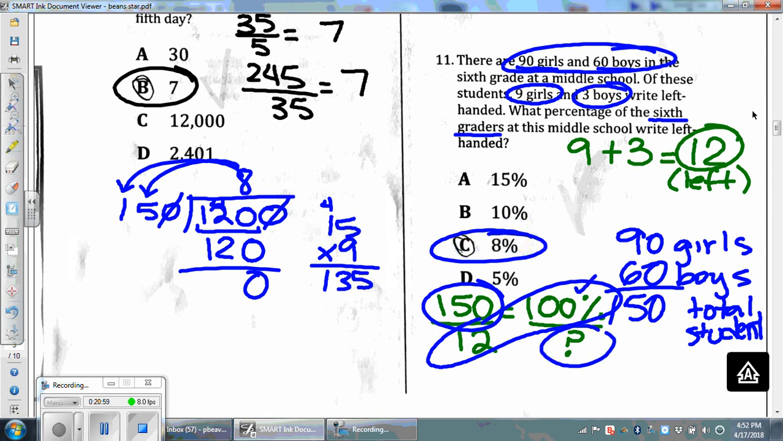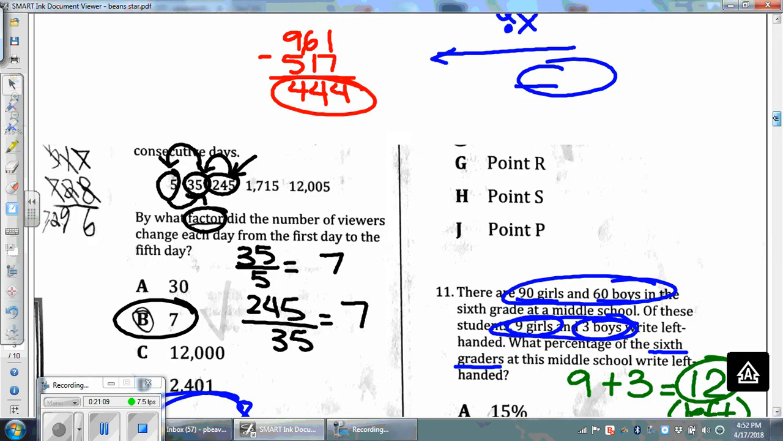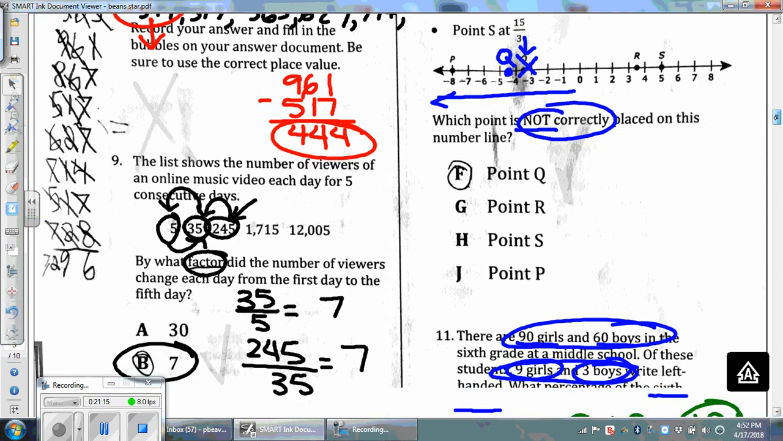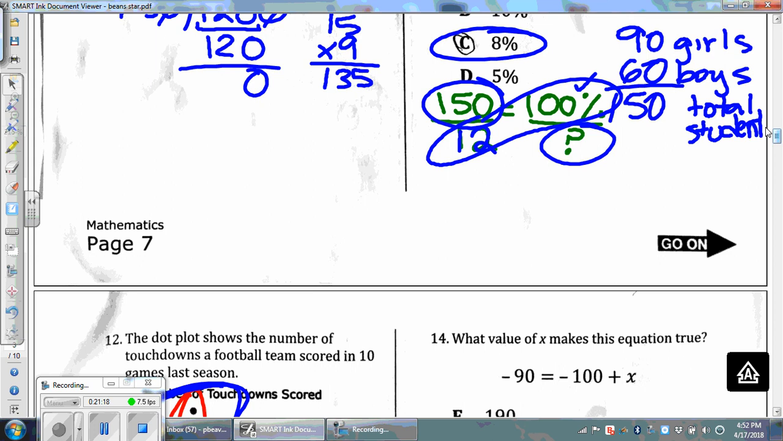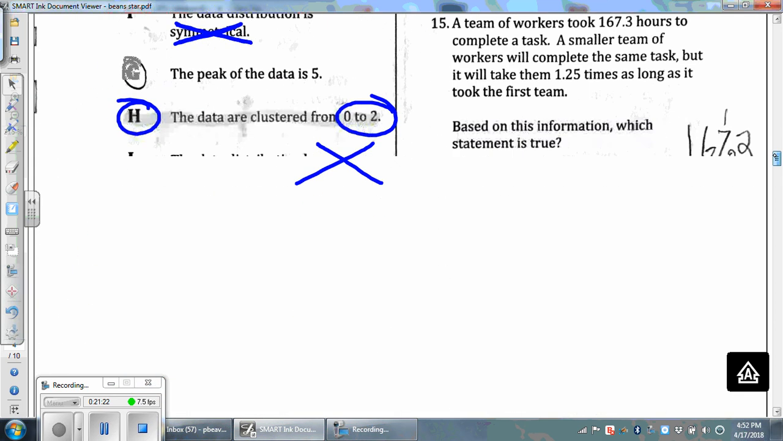So what will be the percentage of 12 students? 12 students are the ones who are left-handed, the boys and girls. And let's see, I'm not sure if I was able to record that one, but that is the correct answer, F. So point Q was not placed correctly. All right, let's go ahead and move on to number 13.